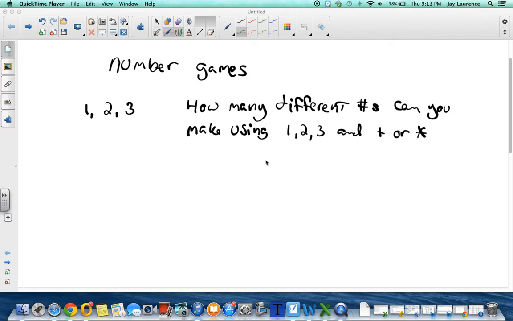Hello, algebra students. Mr. Lawrence here, and we're going to play some number games to start with. This is going to be a little different. We're going to try to think of numbers in different ways, okay? We're not just going to think about 10 as being 10. We're going to think about it in many different ways.